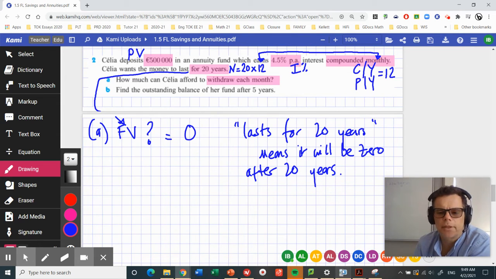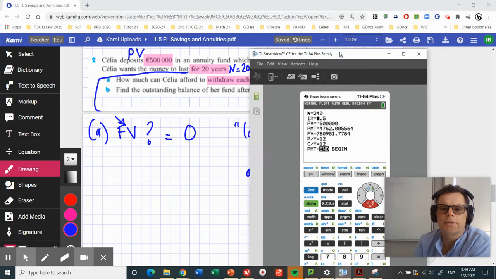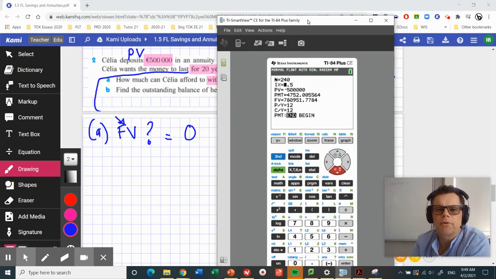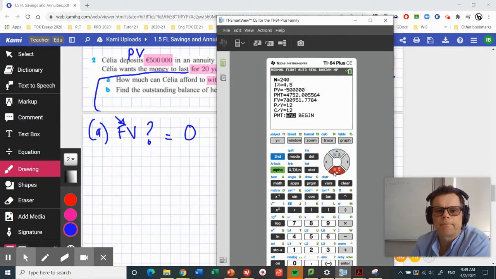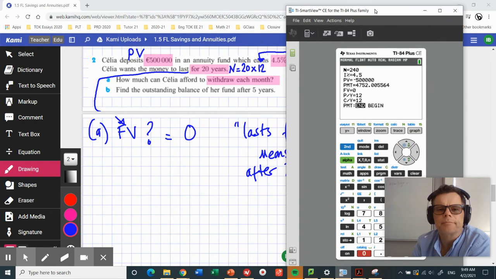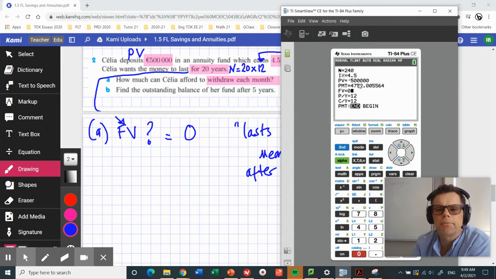So let's put that in the calculator. The future value will be 0. So we've got number of compounds, that's 20 years times 12, interest rate 4.5, the present value given, 500,000 into the account, so negative 500,000. The future value, FV, will be 0 because it's only going to last that long. And the last thing we need to solve for: how much can she withdraw each month?